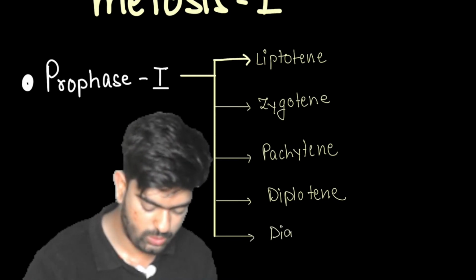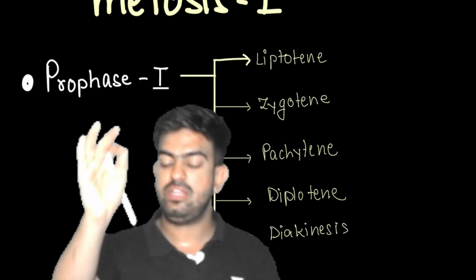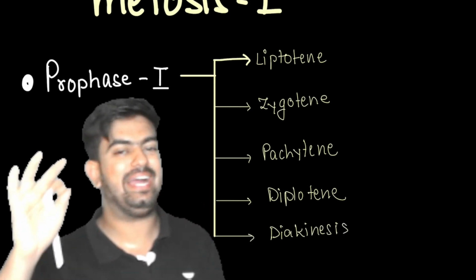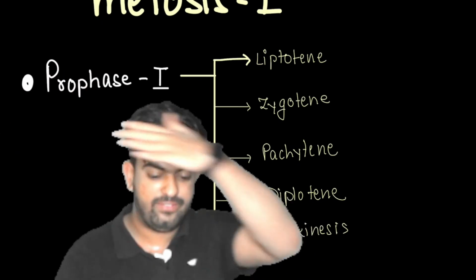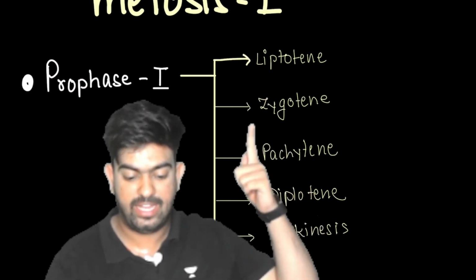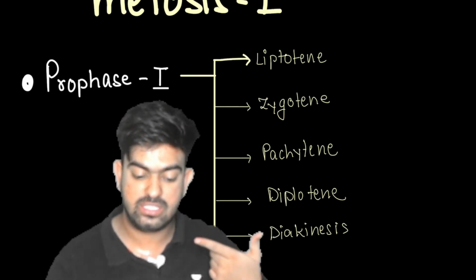Diakinesis. Clear? Okay, sir. That's very clear. Leptotene, zygotene, pachytene, diplotene, and diakinesis. Again, let's revise it. Leptotene, what do we have? We have leptotene, zygotene, pachytene, diplotene, and diakinesis.